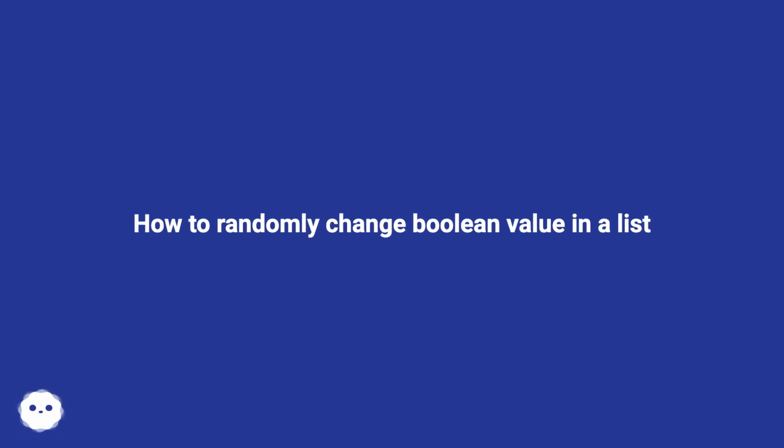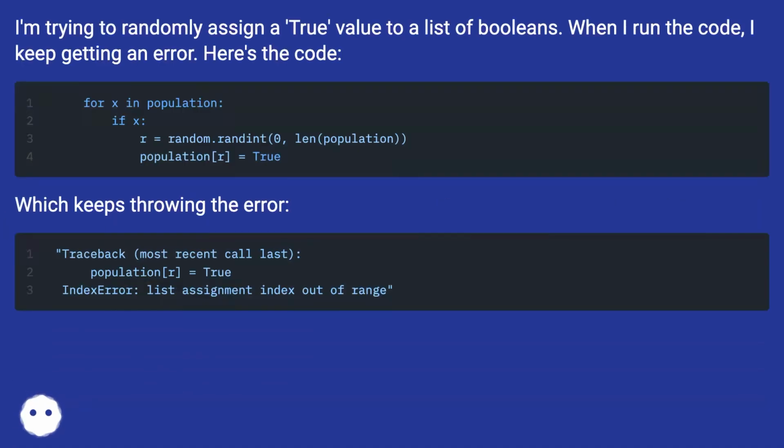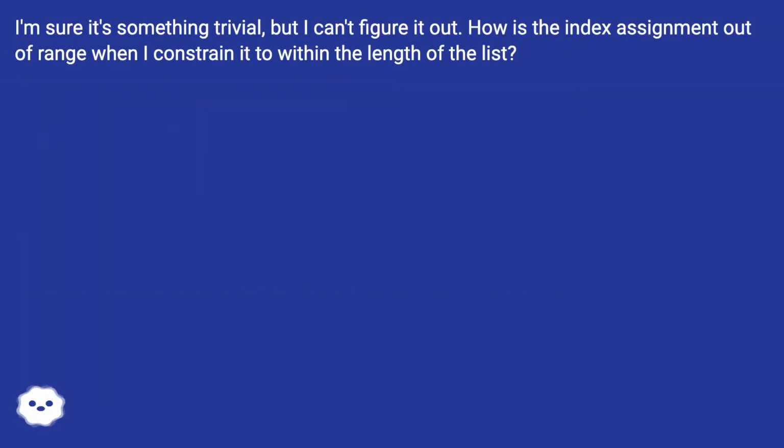How to randomly change Boolean value in a list. I'm trying to randomly assign a true value to a list of Booleans. When I run the code, I keep getting an error. Here's the code, which keeps throwing the error. I'm sure it's something trivial, but I can't figure it out. How is the index assignment out of range when I constrain it to within the length of the list?